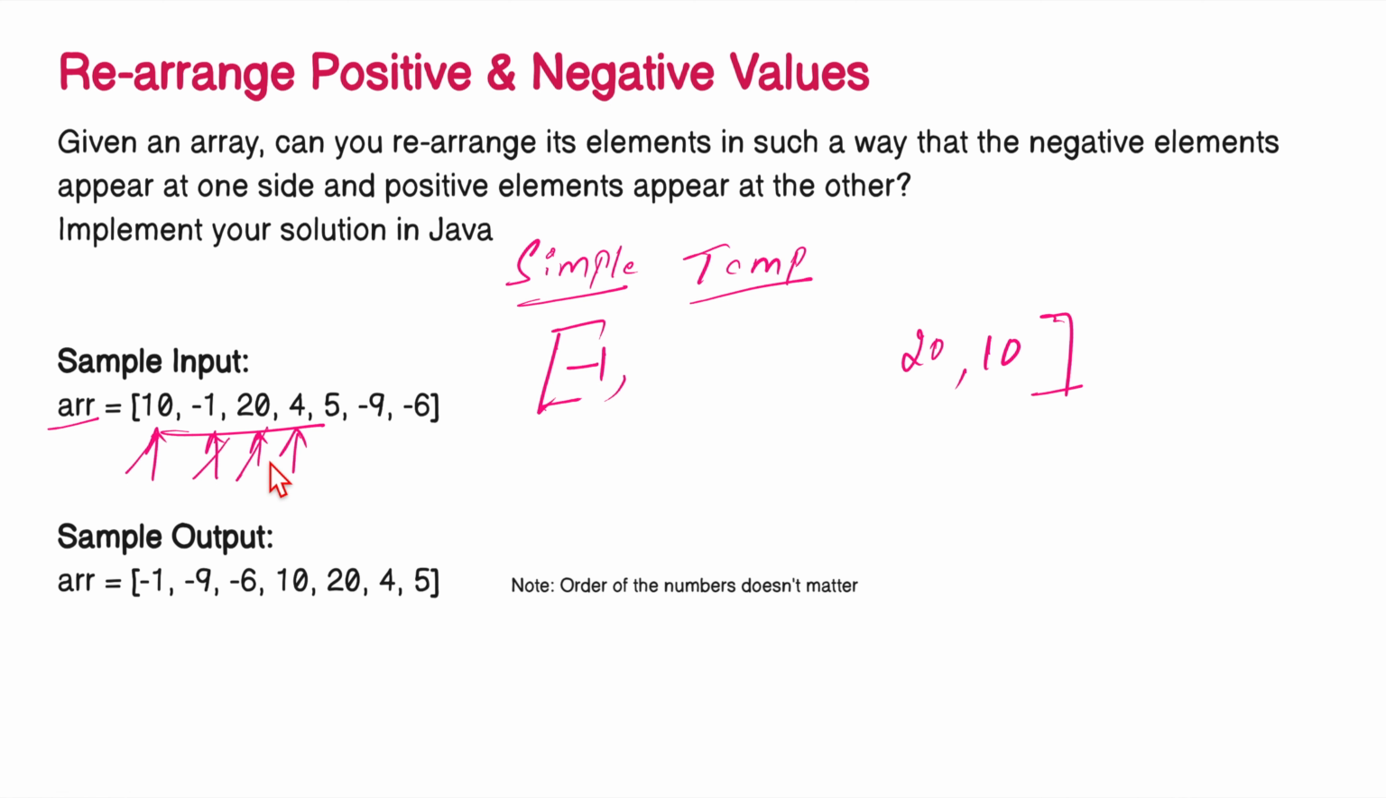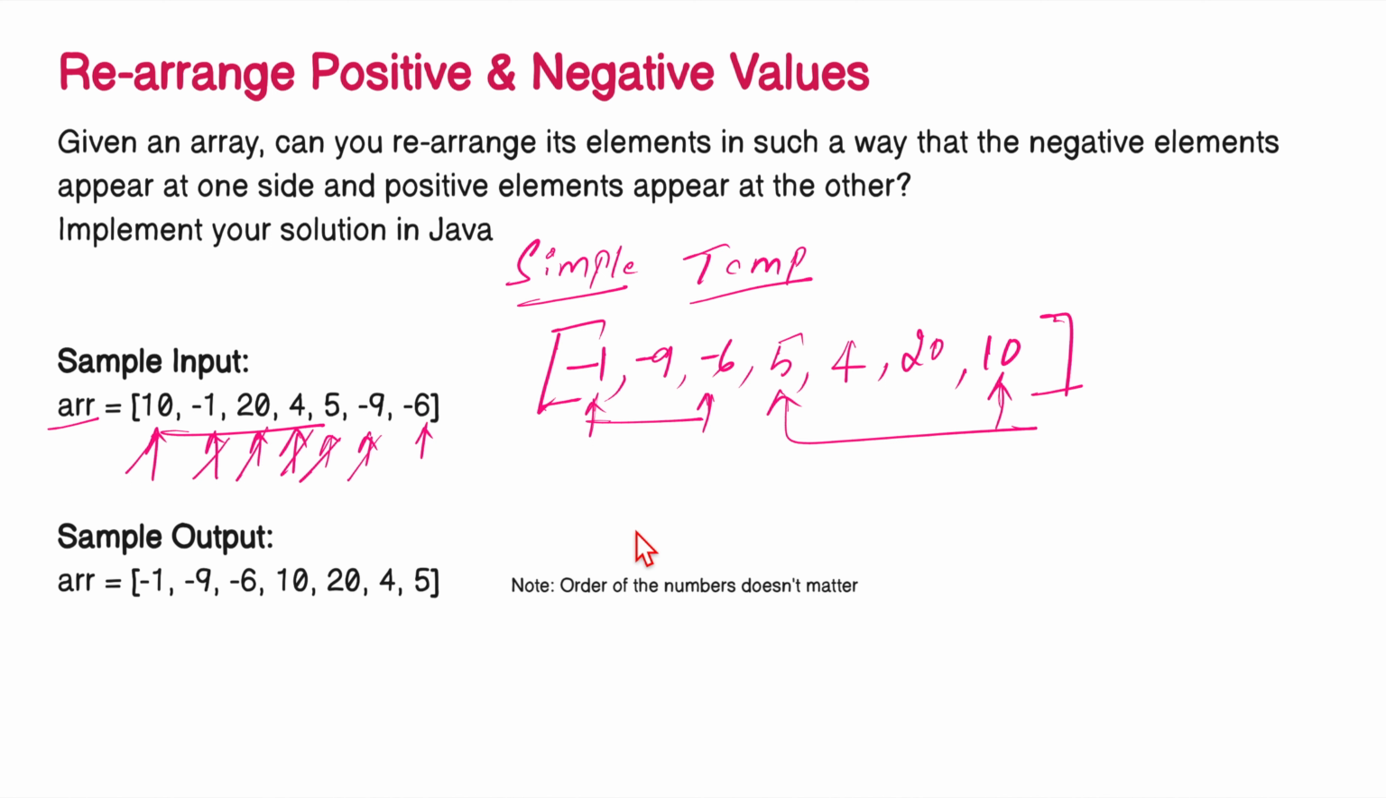When we see the next element, 4, this is also positive, so we'll insert it on the right side. The next element, 5, is also positive, so we insert it at the right corner. When we see a negative value, -9, we insert it at the left side of this array. Then the next element, -6, goes to the left side as well. Now all the negative values are segregated at the start and all the positive values at the end. This is how we can solve it.